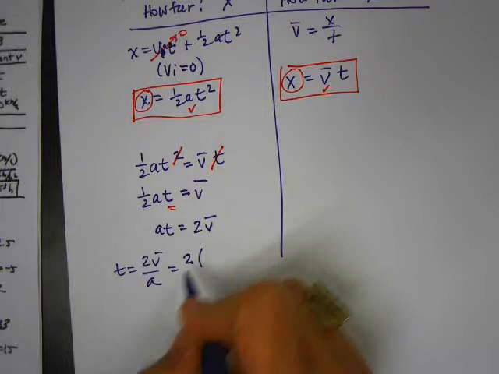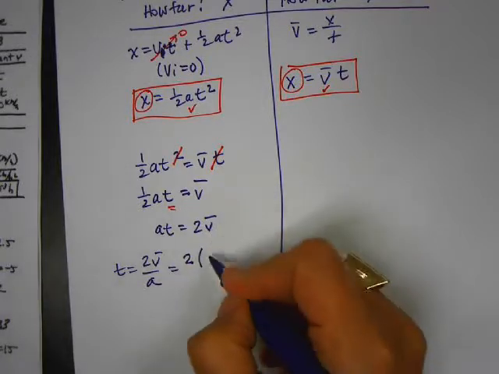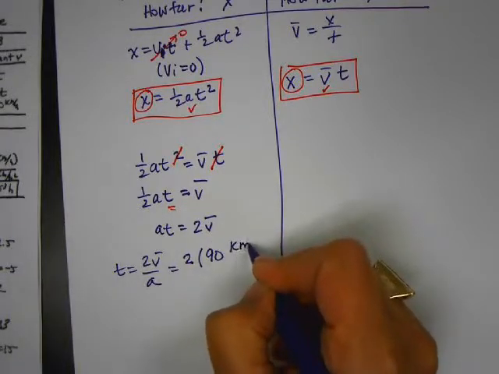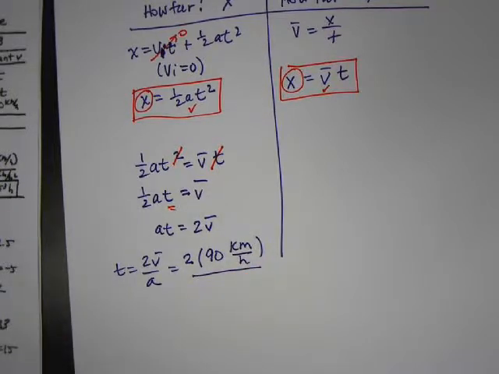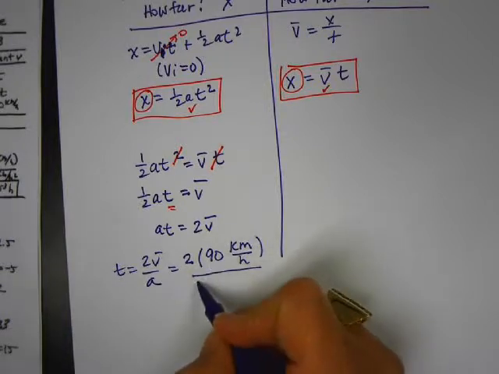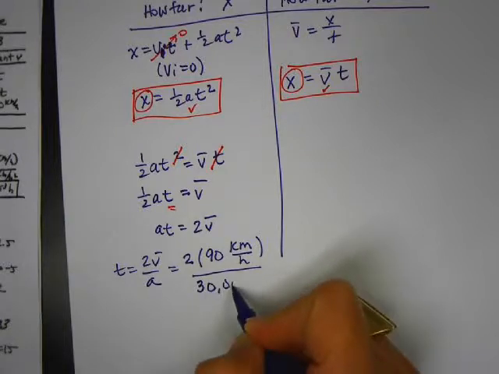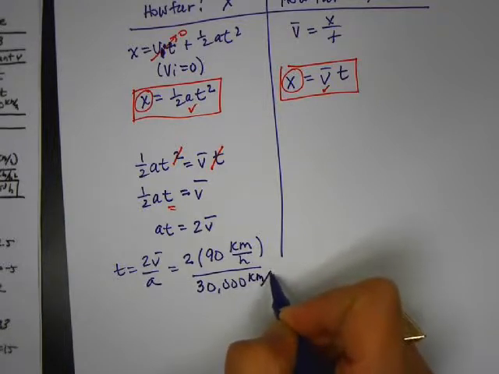So 2 times my average velocity, which they said was 90 kilometers per hour, times my acceleration, which, what was the acceleration? 30,000 kilometers per hour squared.